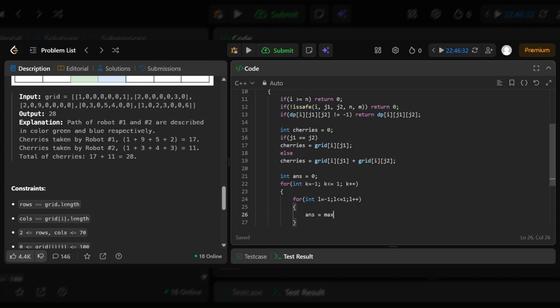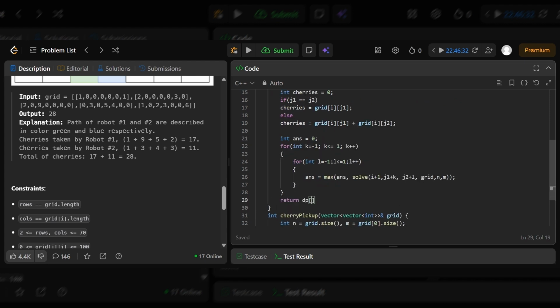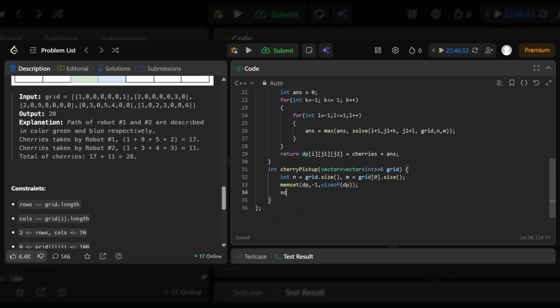So answer is equal to maximum of this answer, comma, solve for i will be always i plus 1. Your j1 is now j1 plus k, and your j2 will be now j2 plus l, same grid, and n, m. Okay, and what you will return? dp of i, j1, j2 as your cherries plus whatever answer you got. You can put the cherries here also, no issues. Cool. Now we will return this solve function with 0, j1 is 0 and j2 is last column. Okay, grid and n, m. Let's see.